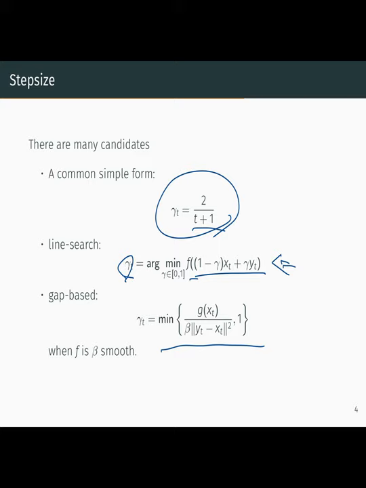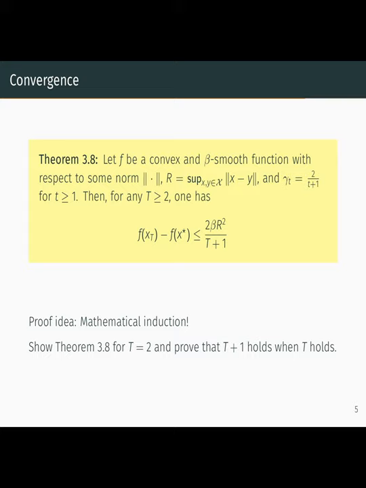So now let's analyze the convergence rate of the Frank-Wolfe algorithm, especially for this case. This is theorem 3.8 of our textbook by Sebastian Bubeck. Let f be a convex and beta smooth function with respect to some norm, and let's say r is the radius, the maximum diameter of your constraint set, and let's use gamma t equal to 2 over t plus 1. Then for all capital T, we have f of x capital T minus f of x star is less than or equal to 2 beta r square over capital T plus 1.